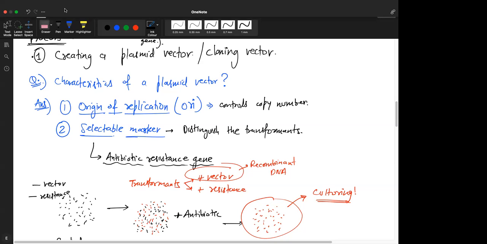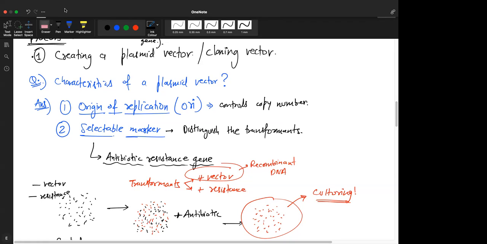Then we have the selectable marker, which distinguishes the transformants, and then we have the antibiotic resistance gene. Basically, what does it do? Selectable marker is again another sequence of the DNA that helps us to distinguish, differentiate or identify the transformants from the non-transformants. Most of the time the selectable marker is an antibiotic resistance gene. It can also be something else.